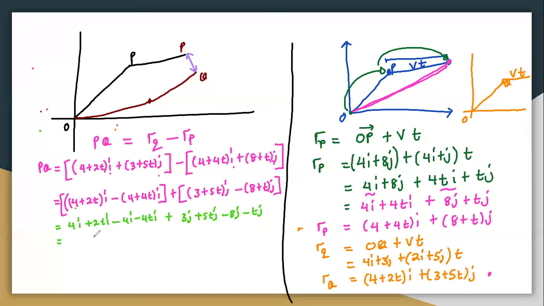Then you remain with the 2ti minus 4ti. Then on this side I have 3j minus 8j. Then you say 3 minus 8. What do you get? You remain with negative 5j. Then this is 5tj minus tj, you remain with 4tj. Then here also I would have subtracted 2t minus 4t, I remain with negative 2ti. Then minus 5j plus 4tj.